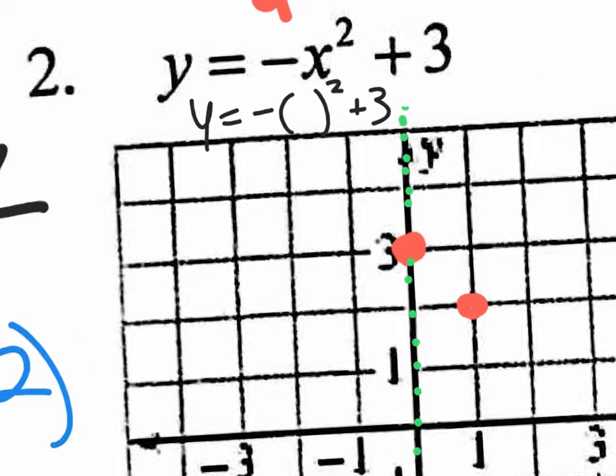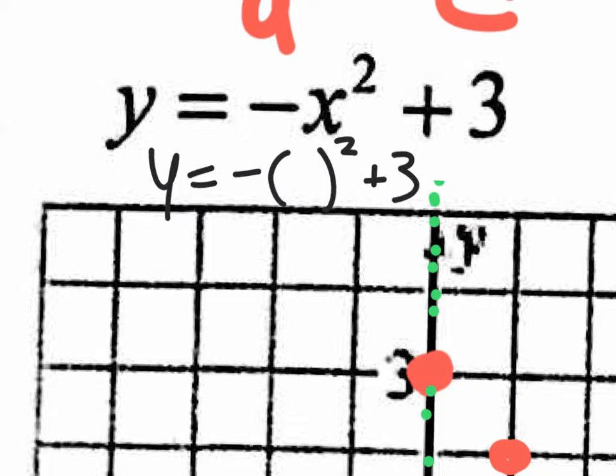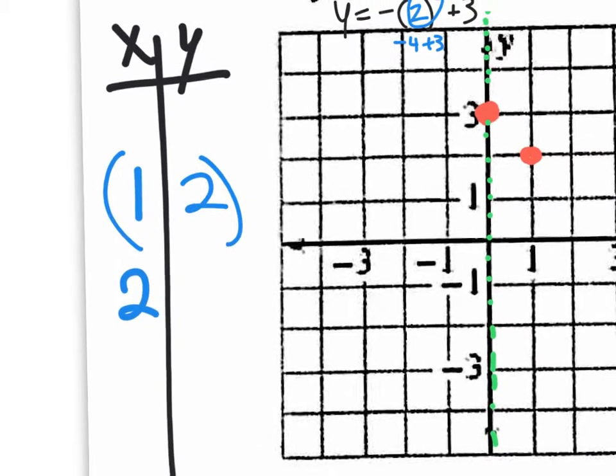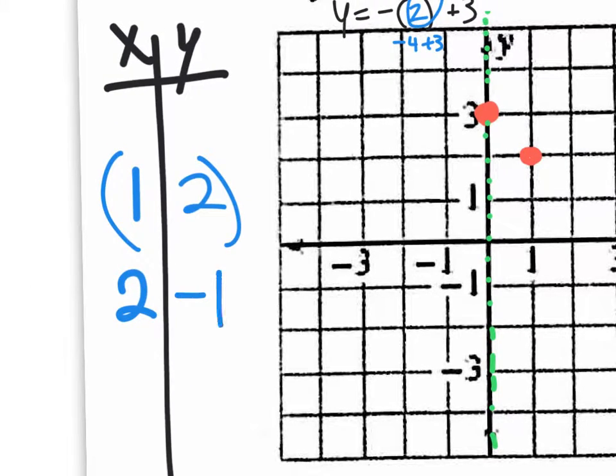So if I zoom in again and plug in 2 right there, this time I am going to draw the 2 right there. What is 2 squared? 4. And with the negative in front, that'll be a negative 4. And then with the plus 3, what's negative 4 plus 3? Negative 1. So the output is negative 1. So there's a negative 1 right here. And that's my next point.